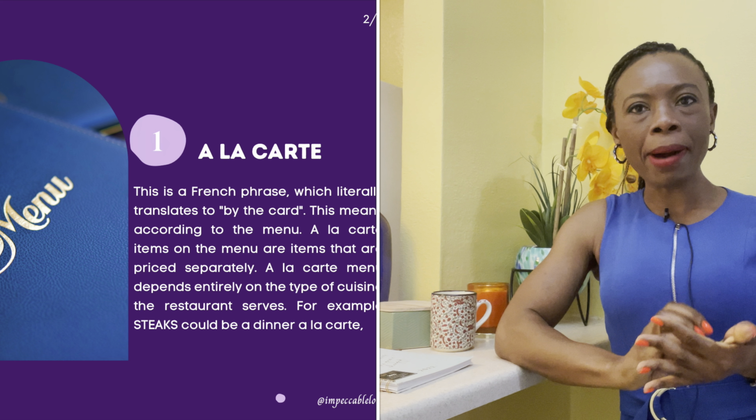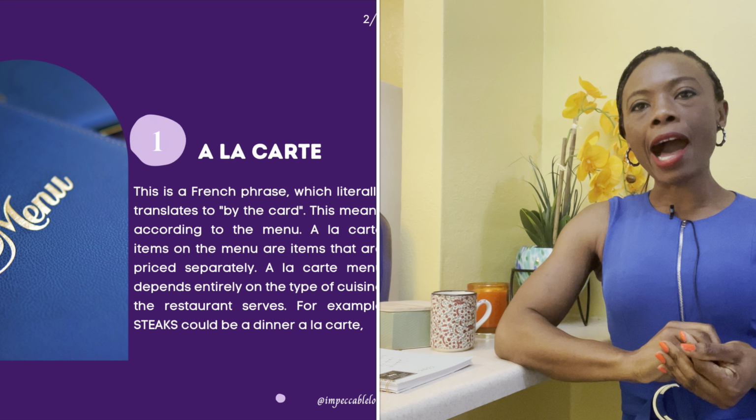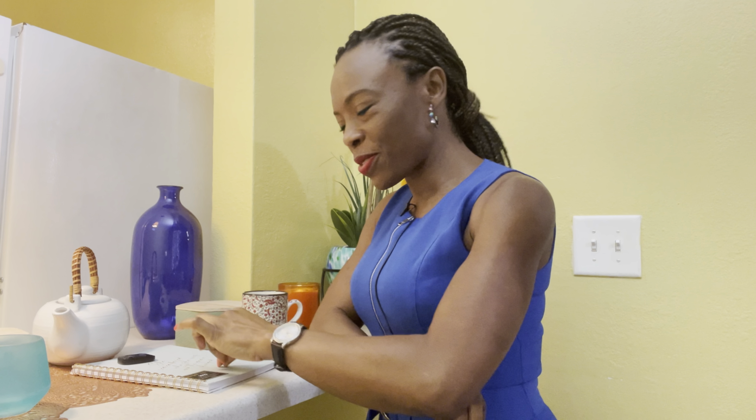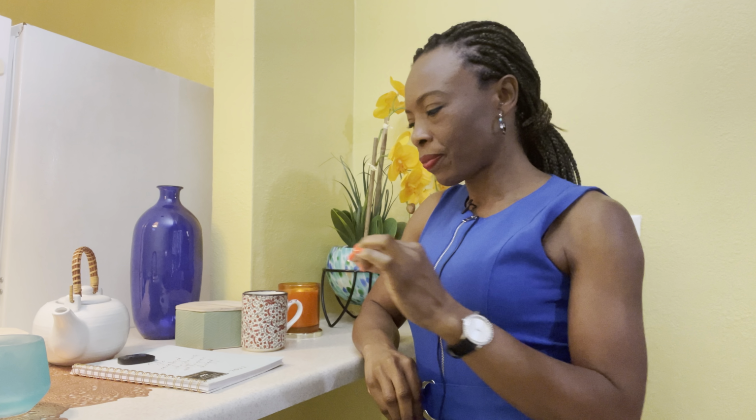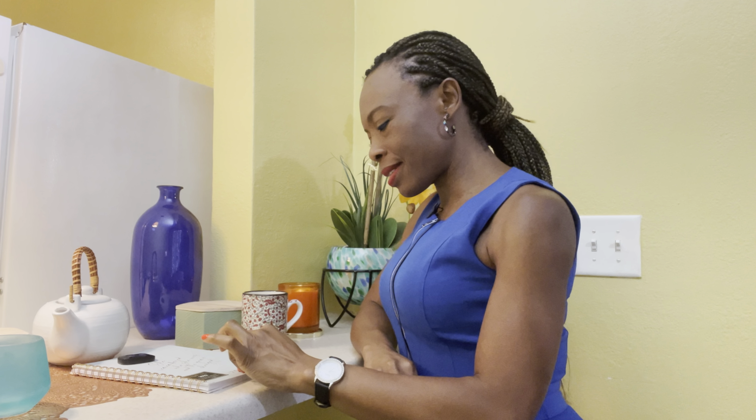Now, let's look at what is a la carte. Remember, this is a French phrase, as I said earlier. It simply means by the card. And how you're able to identify it is that the items on the menu are priced separately. What do I mean? For example, you have steaks and you find the price by the side. That is a la carte menu. You go down, you might find your grilled chicken, you might find your vegetables, and each one of them is priced separately. It's not a combo. So this is an a la carte menu.